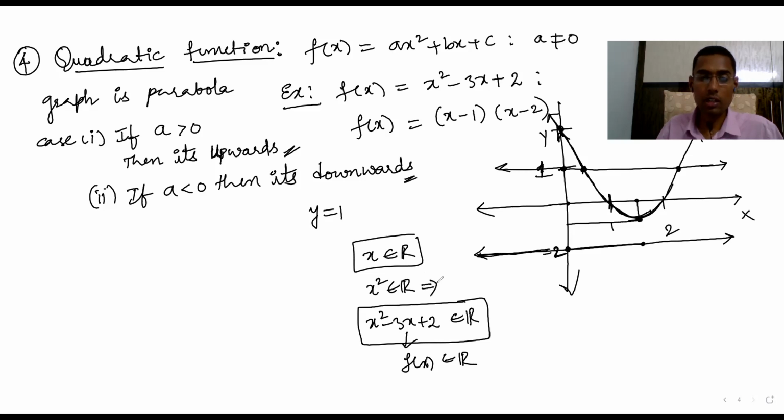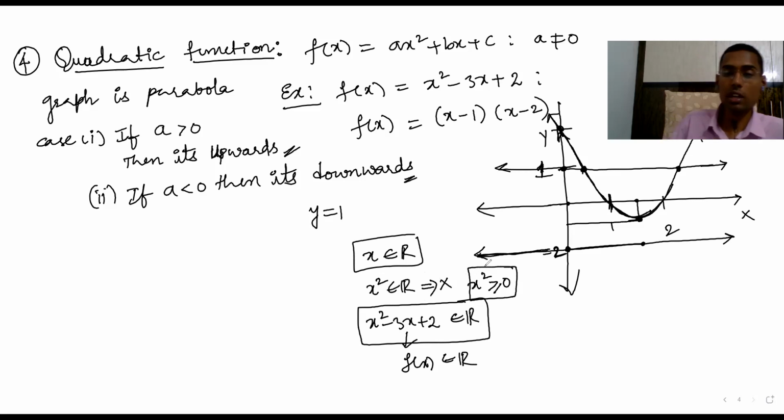So what is x square? X square is greater than or equal to 0. You should understand this. Therefore there comes a problem. When x square is positive, x square minus 3x plus 2 becomes different. So what is the range? How do you find range?